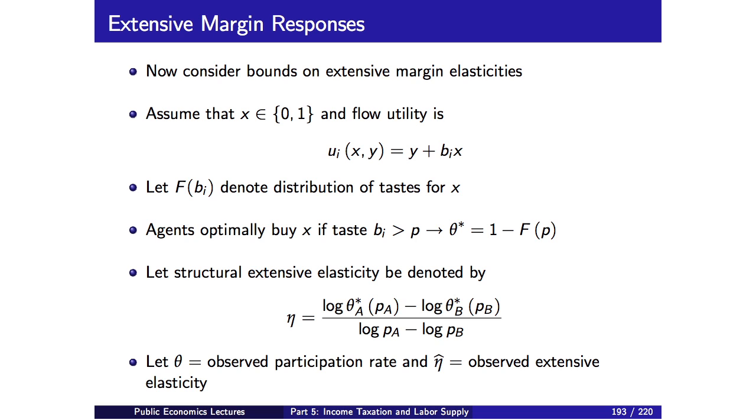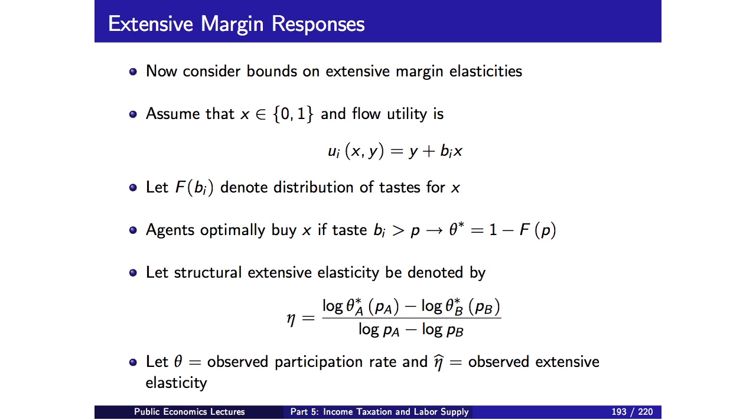So remember, anytime you have an extensive margin model, you need something that's going to make the problem smooth, and that's typically taste heterogeneity. That's going to generate a standard threshold, a very simple formula, where if your taste exceeds the price, then it's optimal for you to buy. And so the fraction of people who buy is just given by 1 minus the CDF evaluated at the price. Let the structural extensive margin elasticity be denoted by eta, which is the standard definition: change in fraction buying divided by change in price. But fraction buying here is at the optimum, so theta star A minus theta star B.